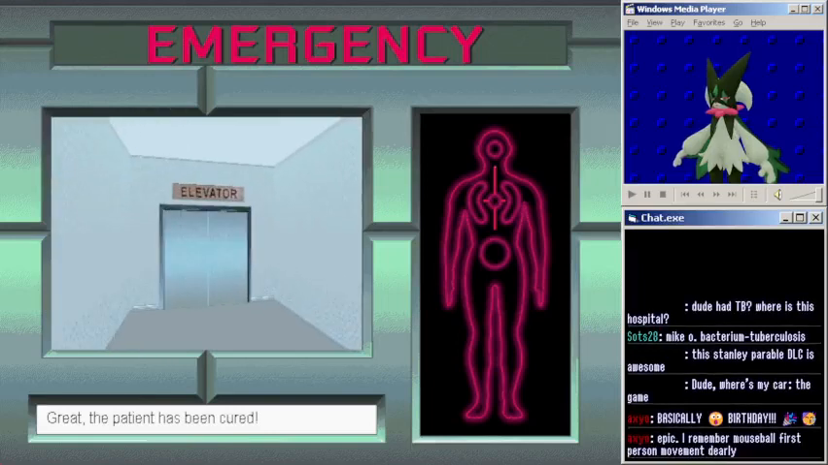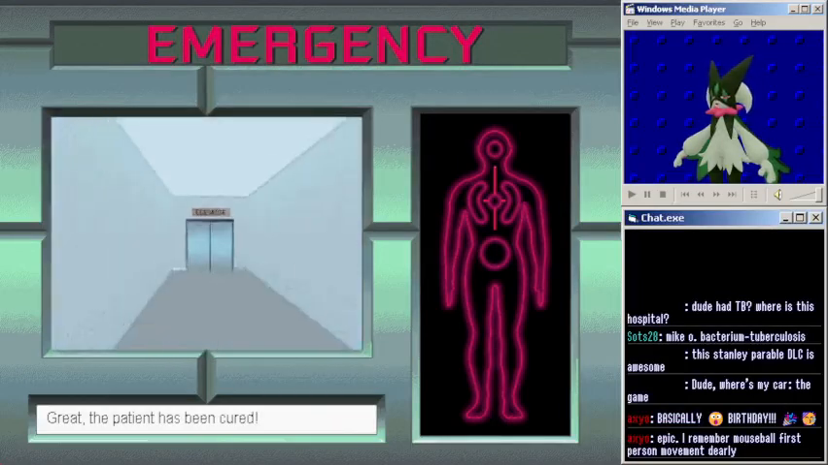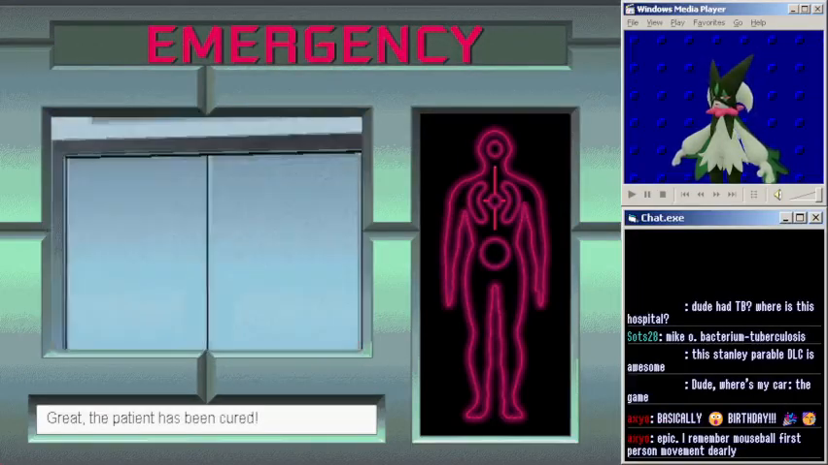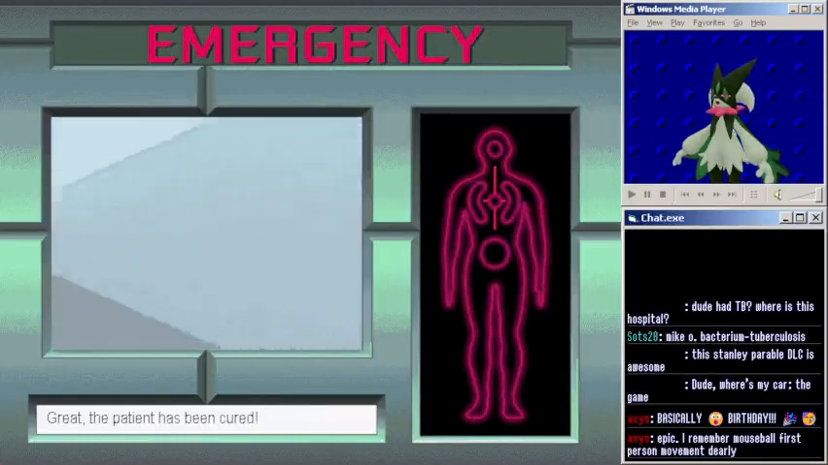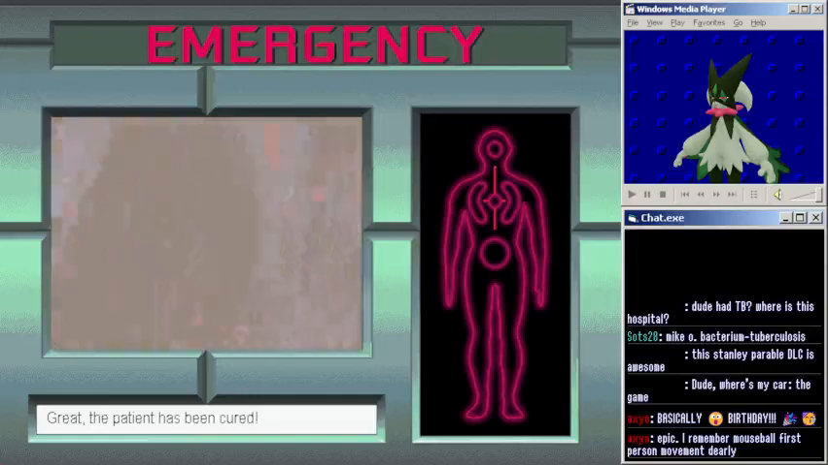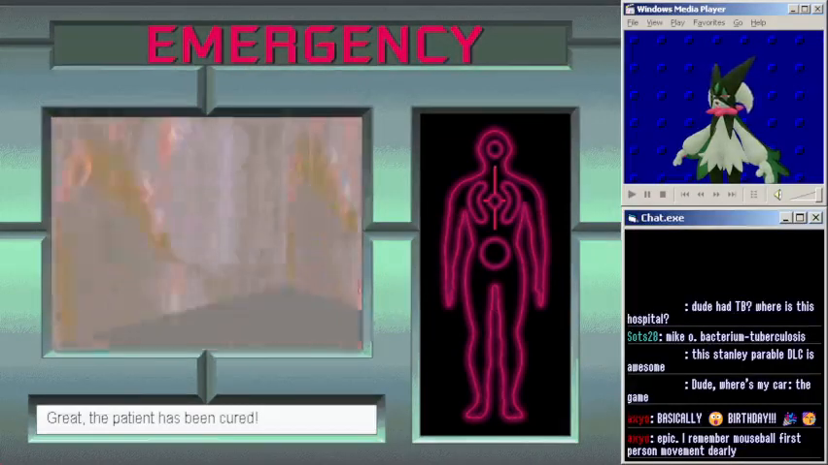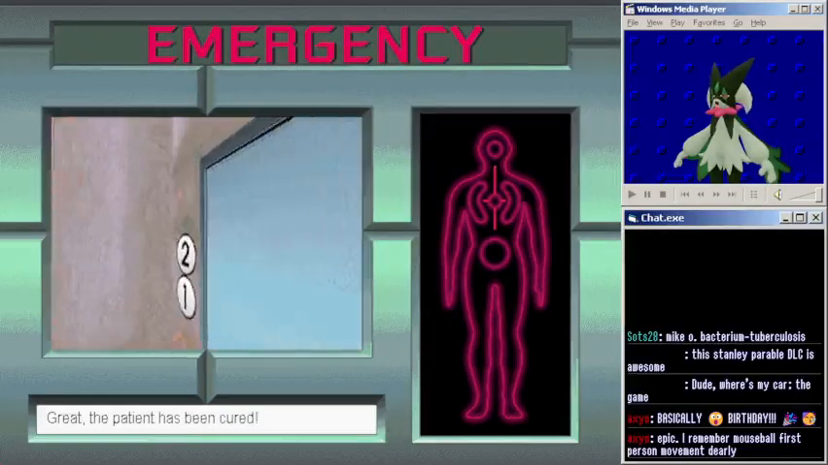Epic. I remember mouseball first person movement dearly. Yeah, it's wild. Mouse forward, backwards, etc. Actually, I think... Okay, yeah. Arrow keys do work as well, but mouse is the preferred way of doing that. Back to the first floor. Elevators still don't work that way.